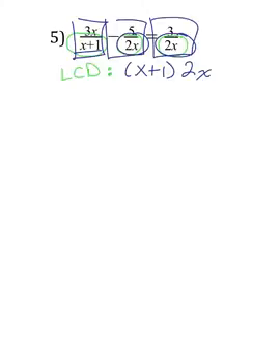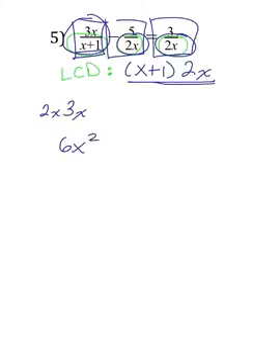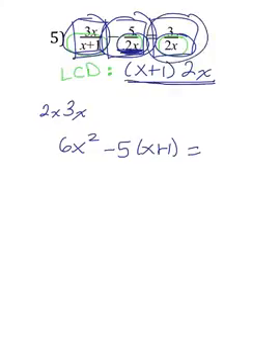cancels and what stays. So for example, if I take this first term, this 3x over x plus 1, and multiply it by x plus 1 times 2x, the x plus 1's cancel, and I'll be left with the 2x times the 3x, so what I'll write down is 6x squared. If I take this LCD and multiply it by this second part, the 2x's will cancel, and I'll be left with a negative 5 times x plus 1. And then on the right side, if I multiply the LCD by this expression, the 2x's will cancel, and I'll be left with 3 times x plus 1.